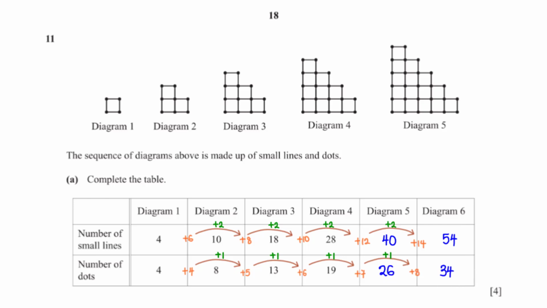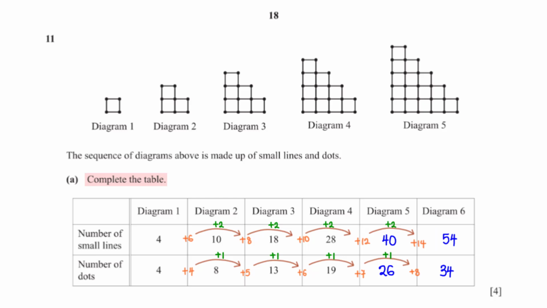The sequence of diagrams above is made up of small lines and dots. Complete the table. For the number of small lines, the difference between the terms increases by a constant difference, which is 2. And so to get the number of lines in diagram 5, we add 12 to 28 to get 40. For the number of lines in diagram 6, we add 14 to 40 to get 54.